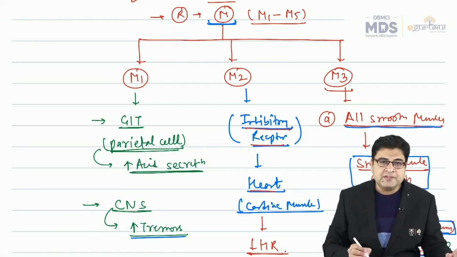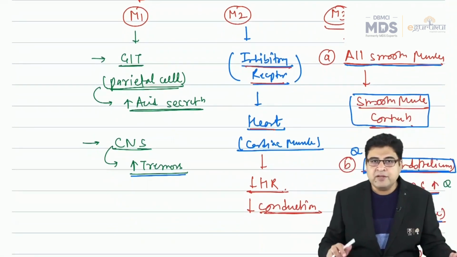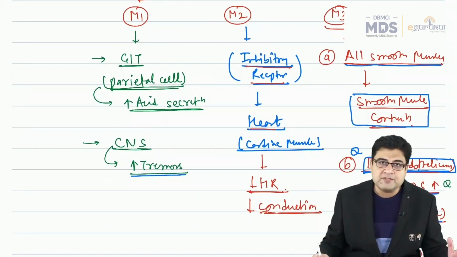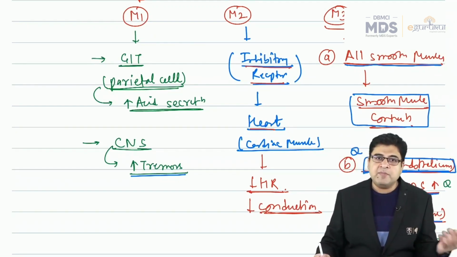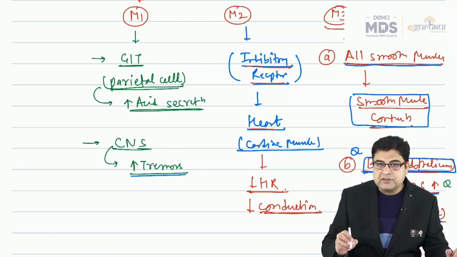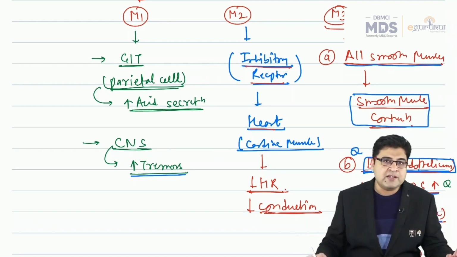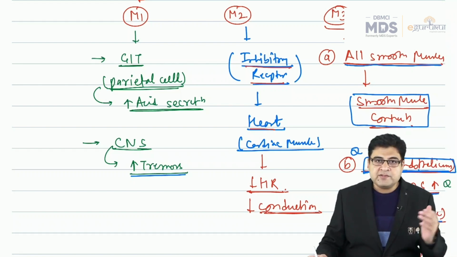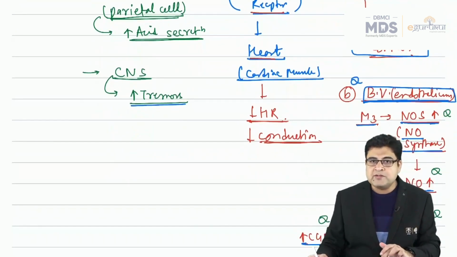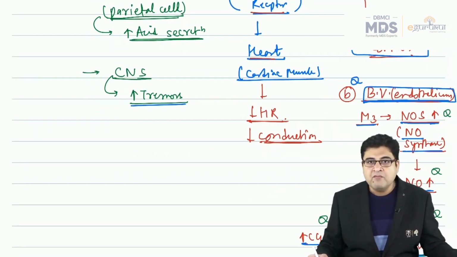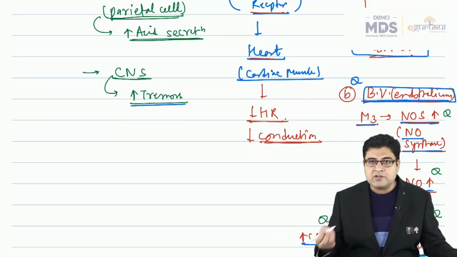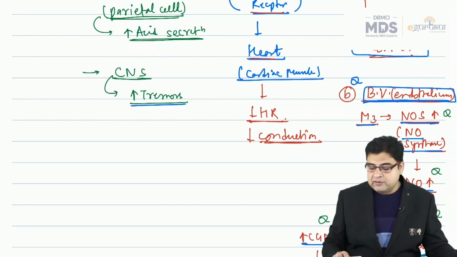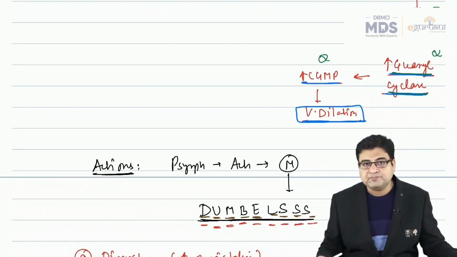Muscarinic 1 receptor, present in the GIT, helps in acid secretion, and is also present in the CNS, involved in irregular contraction of the muscles. We call it tremors. Muscarinic 2 receptor, an inhibitory type of receptor present over the heart, inhibits the activity of the heart. Muscarinic 3 receptor is present over all smooth muscles, and all smooth muscles are contracted. But the same muscarinic 3 receptor is also present over the endothelium of the blood vessel, which is not a muscle, but is a special cell of the body. In this endothelium, nitric oxide is synthesized, and this nitric oxide will cause vasodilation.